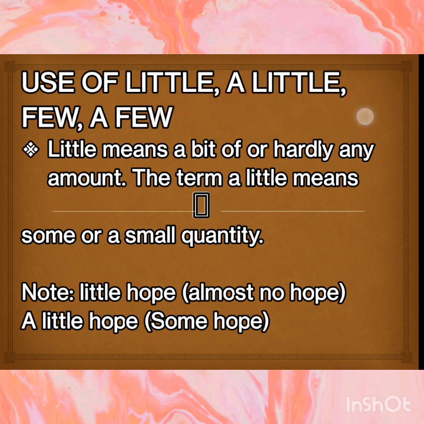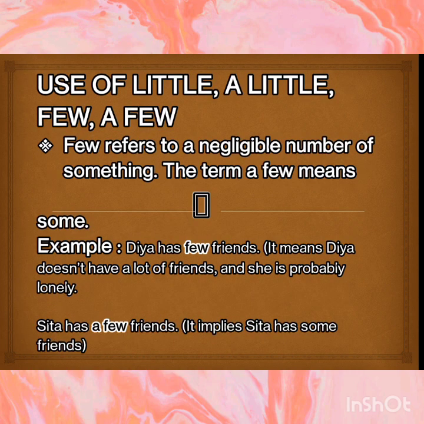Use of little, a little, few, a few. Little means a bit of or hardly any amount. The term a little means some or a small quantity. Now little means almost no. A little means some is there. Few refers to a negligible number of something. The term a few means some. Dia has few friends. It means that Dia doesn't have a lot of friends and she is probably lonely. Sita has a few friends. It implies Sita has some friends.